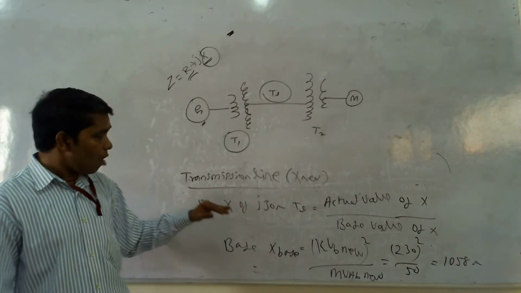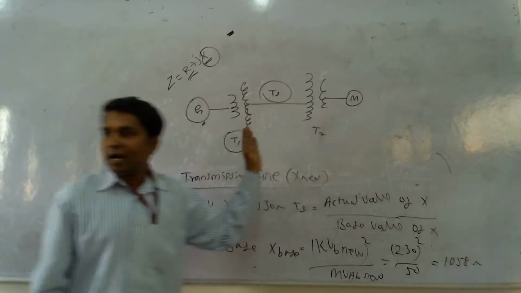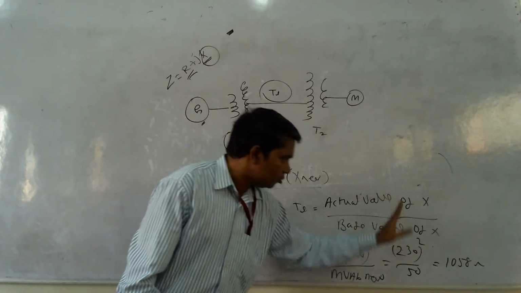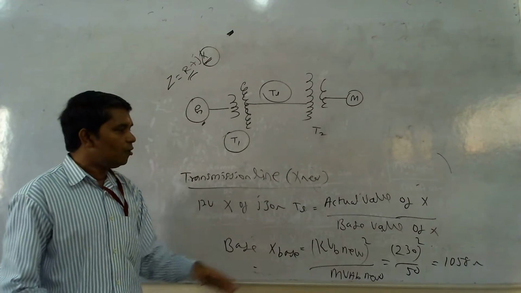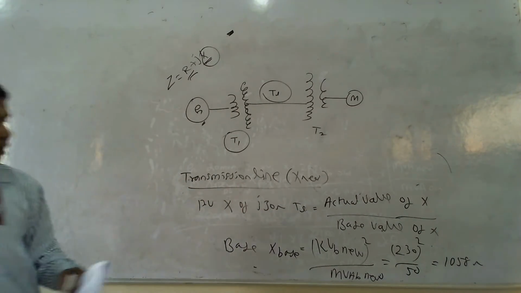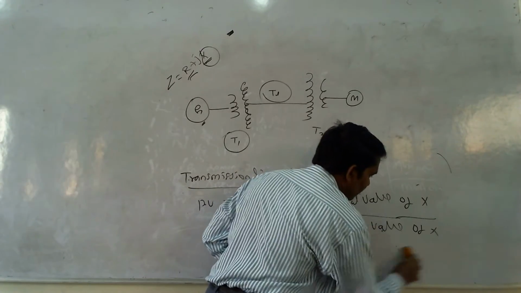Now we have the actual value of the reactance, which is given as 30 ohm, and the base value of the reactance, which is calculated here. So by this ratio, substituting the values here, we can get the per unit value for the transmission line. So let us substitute here 1058.